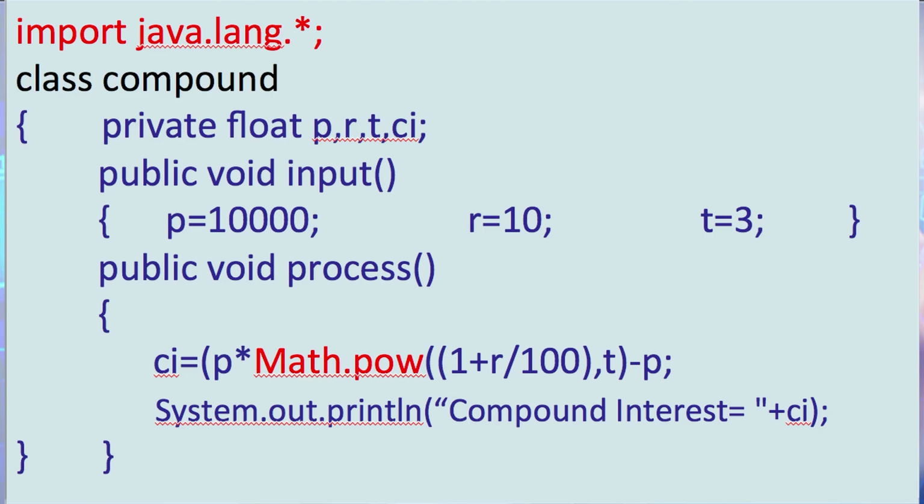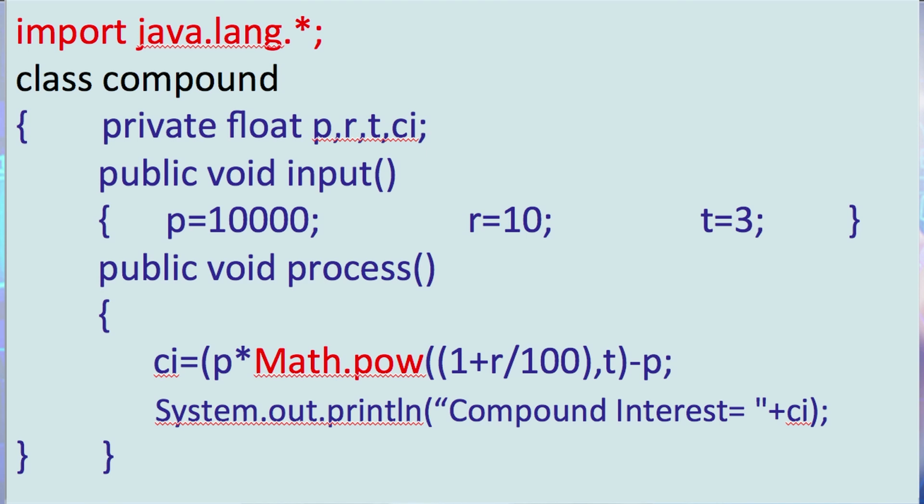And we have initialized 3 variables. The p is initialized to 10,000, so we are giving the value 10,000 to the principal amount, and we are giving the value 10 to the rate of interest, which means r, and we are providing 3 to time, t for time here. And the other function is the process function. The process function, or method, as we can also say.